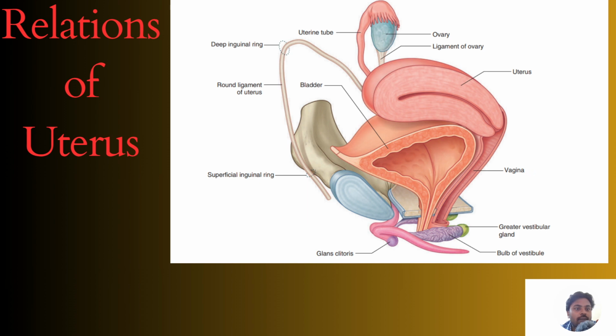Relations of the uterus: you can see this is the uterus, and anteriorly we have the urinary bladder, and laterally the uterus has the ovaries.